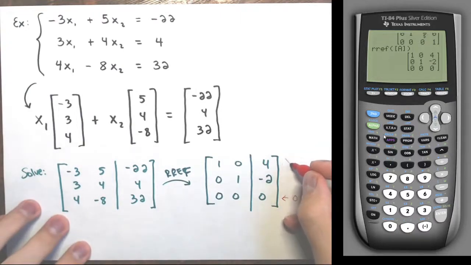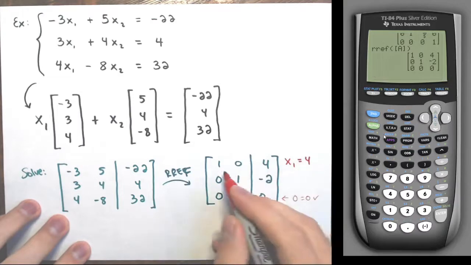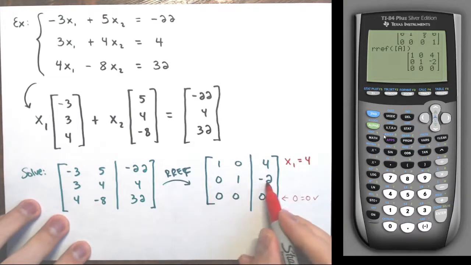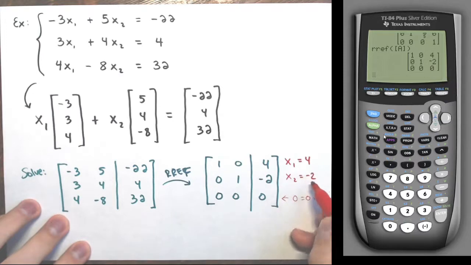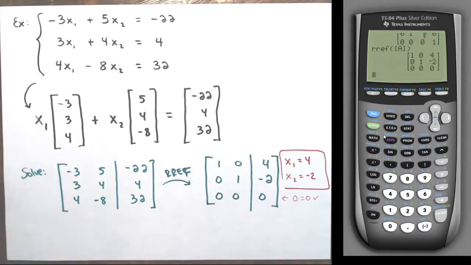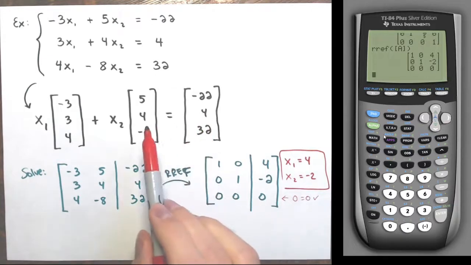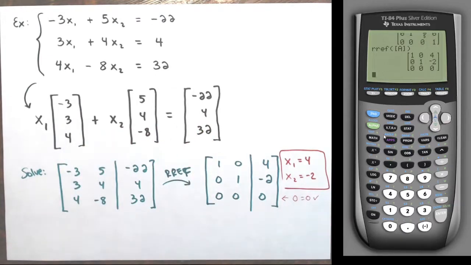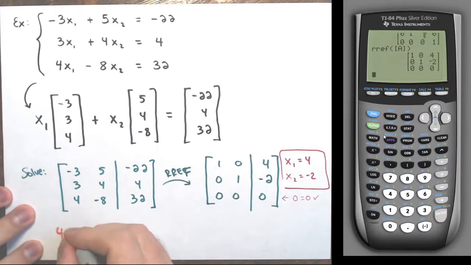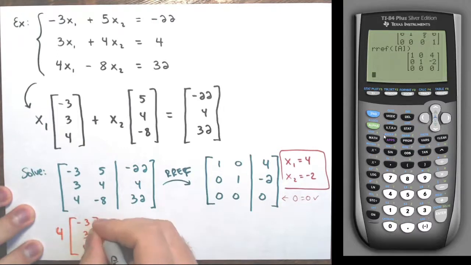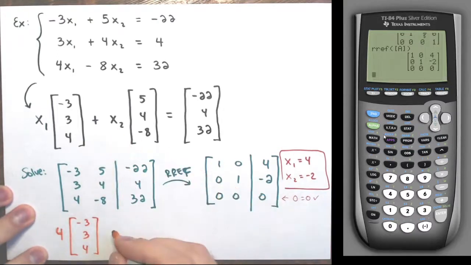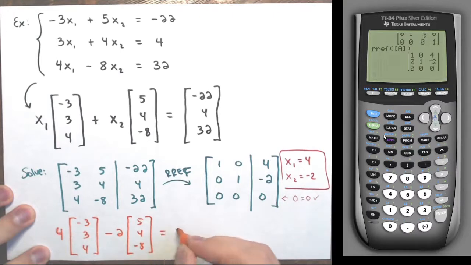We get from the first row x1 equals 4. All right, 1x1 plus 0x2 equals 4. And then from the second row, we're getting x2 equals negative 2. So there is a solution. You can write this vector as a linear combination of these two, and here is how. 4 times that first vector, negative 3, 3, 4, plus, replacing x2 with negative 2, minus 2 times the second vector, 5, 4, negative 8, will be equal to, and we'll double check this, negative 22, 4, 32.